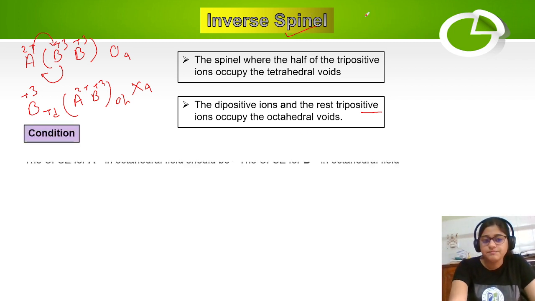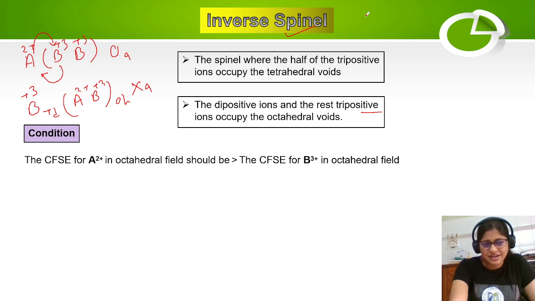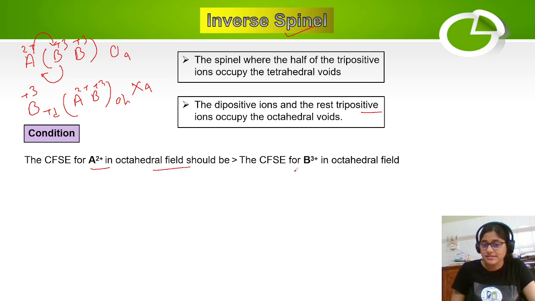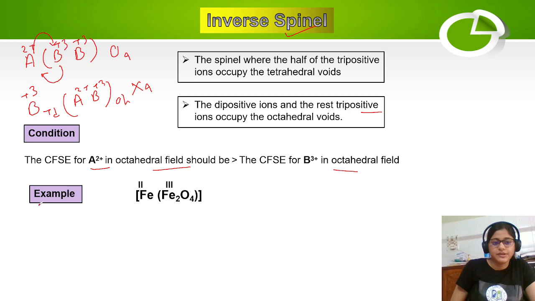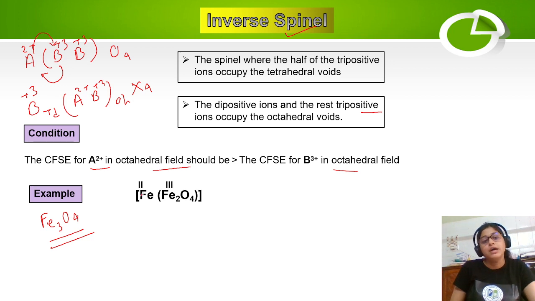So the condition is obviously the opposite: the CFSE for A2+ in octahedral field should be greater than the CFSE for B3+ in octahedral. Fine. For example, Fe3O4. When you are given Fe3O4, you have to understand that it is a spinel, so it has one 2+ and two 3+ ions. Okay, so now we will calculate it.